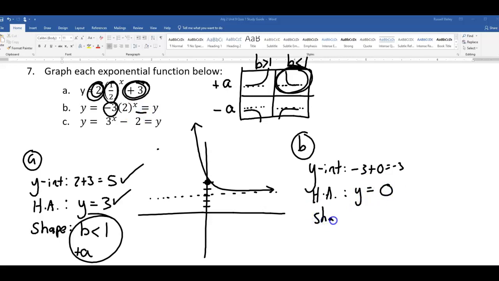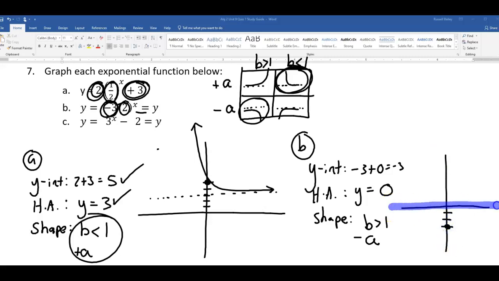Now we do the shape. My b value this time is greater than 1, and my a value is negative. So with a b value that's greater than 1 and an a value that is negative, the shape would look like that. So I'm ready to graph this. My y-intercept is -3. The horizontal asymptote is 0. And the shape looks like that.